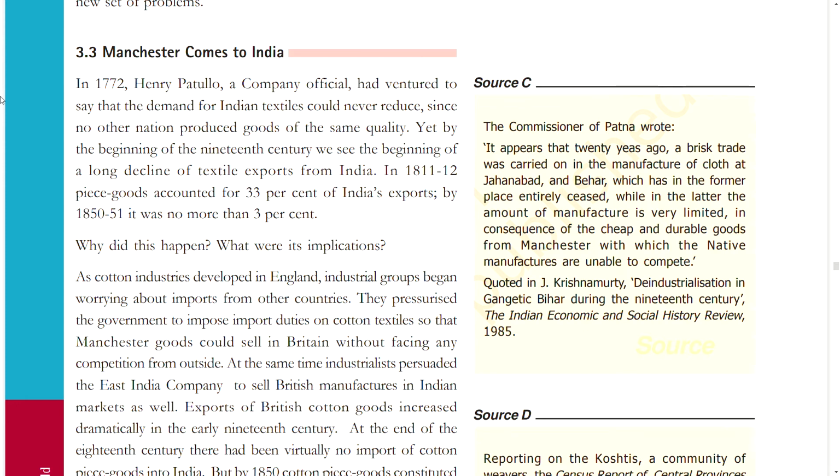In 1772, Henry Patullo, a company official, had ventured to say that the demand for Indian textiles could never reduce, since no other nation produced goods of the same quality. Yet by the beginning of the 19th century, we see the beginning of a long decline of textile exports from India. In 1811 to 12, piece goods accounted for 33% of India's exports. By 1850 to 51, it was no more than 3%. Why did this happen? What were its implications?